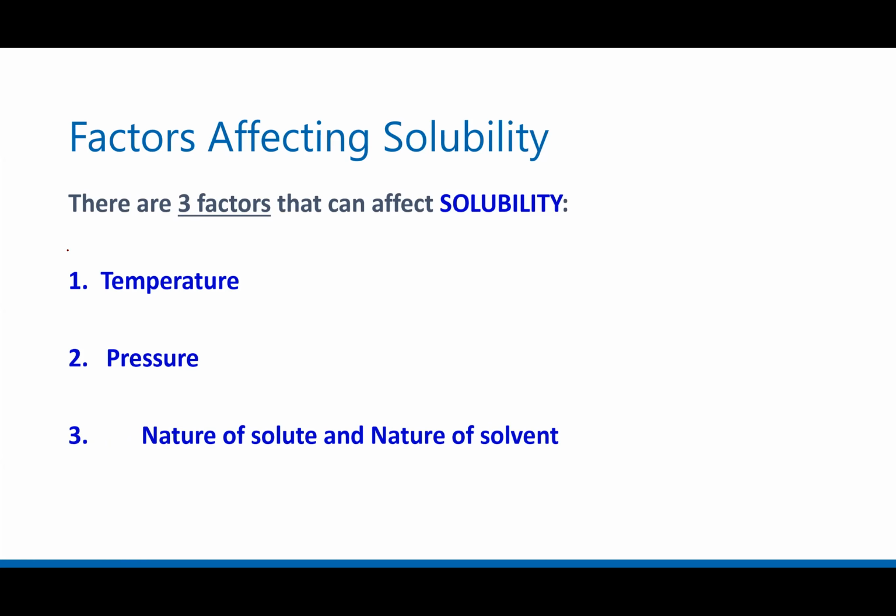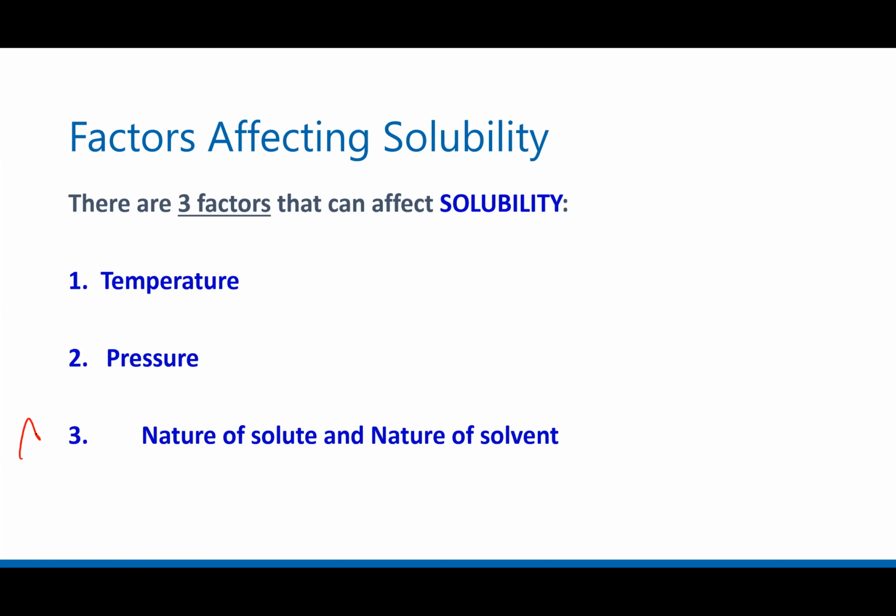So there are 3 factors that affect solubility of a solid, liquid, or gas. The first factor is temperature. The second factor is pressure. And the third factor is the most interesting factor.